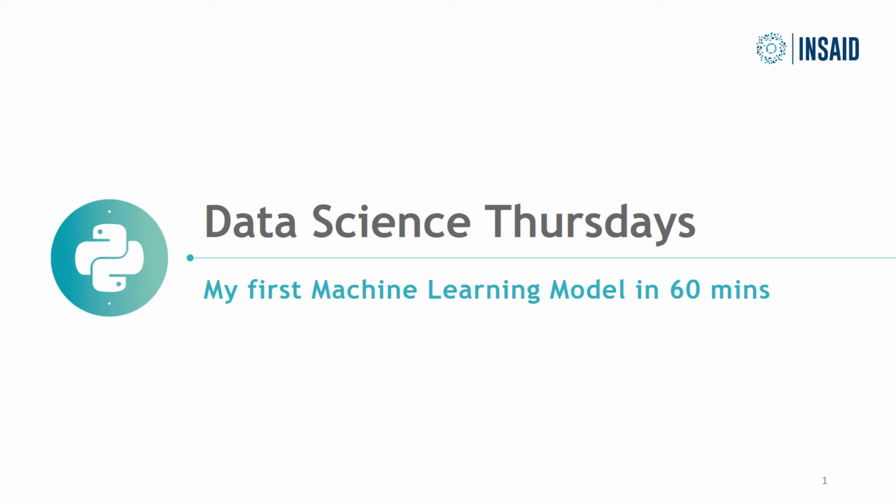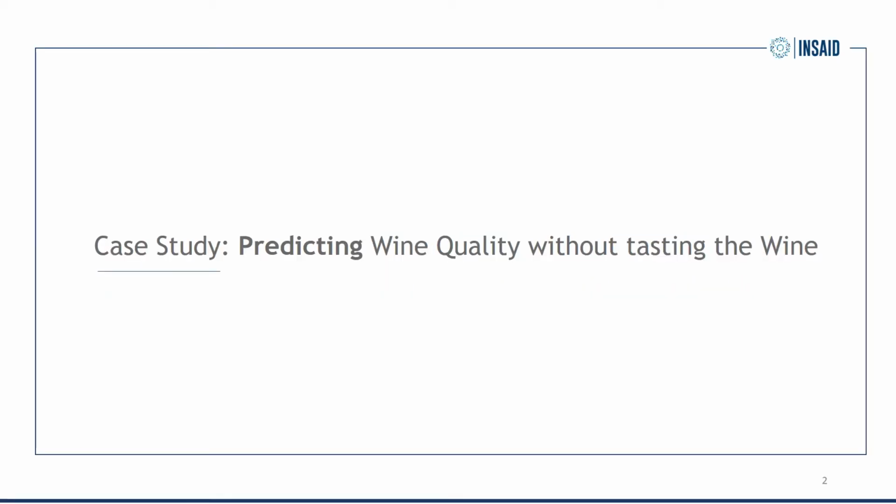This Thursday, we're going to learn how to create our first machine learning model in just 60 minutes. Now, as usual, just to ensure that our sessions are pretty much hands-on and very practical, what we are going to do is we're going to take you through a case study where we are going to understand how do you predict the quality of a wine even without tasting the wine. This case study will open you up to the world of machine learning, which proves that without even tasting the wine, we can actually predict the quality of the wine by using machine learning.